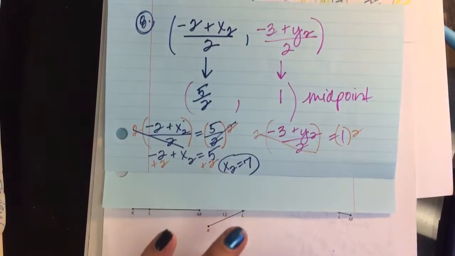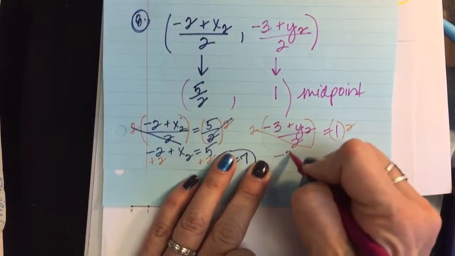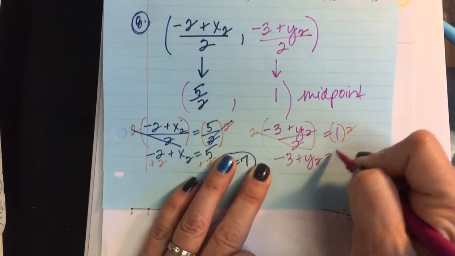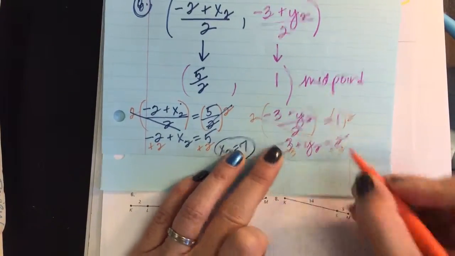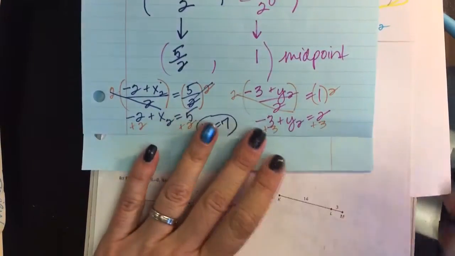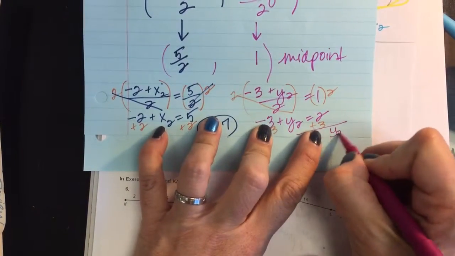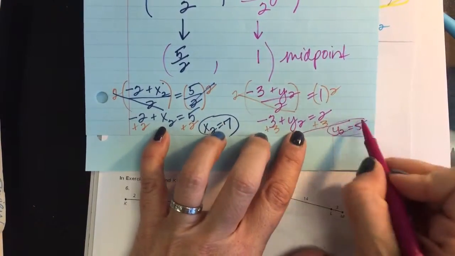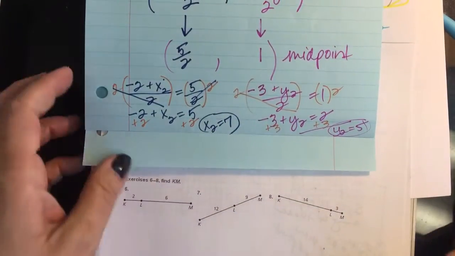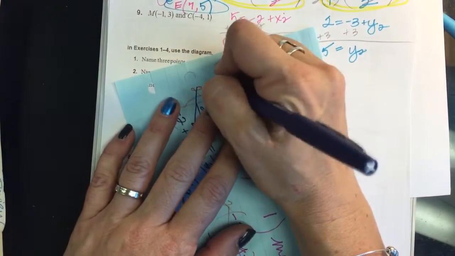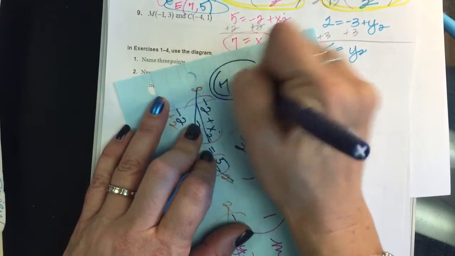These are going to cancel out. -3 plus y2 equals 2. When I add 3 to both sides, I find out that y sub 2 is 5. Y sub 2 is 5. So the missing point that we didn't have in this problem is 7, 5. So the answer to this problem is 7, 5.